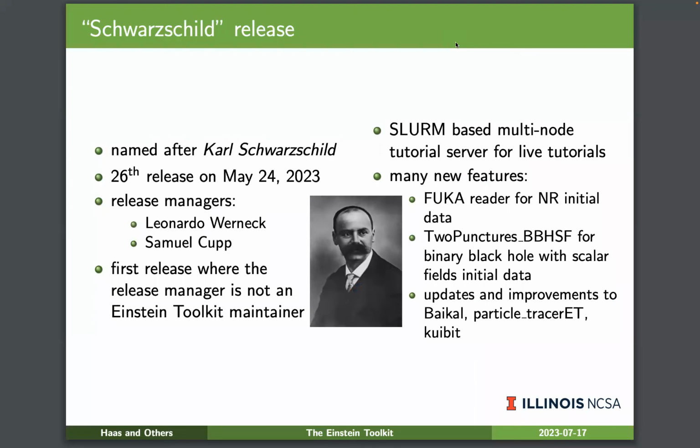So as far as the releases go, we just had an Einstein Toolkit release, the Schwarzschild release, named after Carl Schwarzschild, the Schwarzschild black hole. That's the 26th release and was released on May 24th, 2023, with 2 release managers this time, Leo Wernick and Sam Kapp, both of which are here. And we are very thankful that the 2 of you went through the effort of doing this. It's quite a bit of work, so we're happy to have you spend the time and contribute to this.